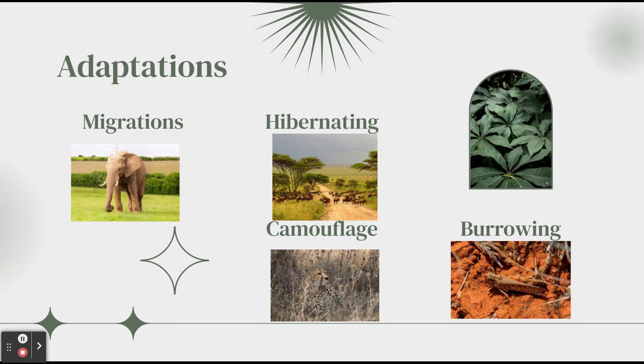Hibernation is so that animals can lower their heartbeat and require less nutrients during the dry season when it is hard to receive water or food supplies. Camouflage allows for animals to blend in with their surroundings to avoid being hunted when they graze openly. And burrowing is mostly small animals hiding from their predators through digging deep into the ground.